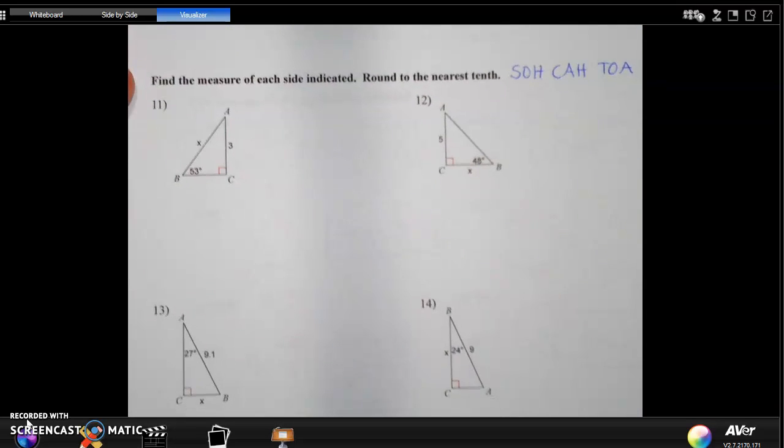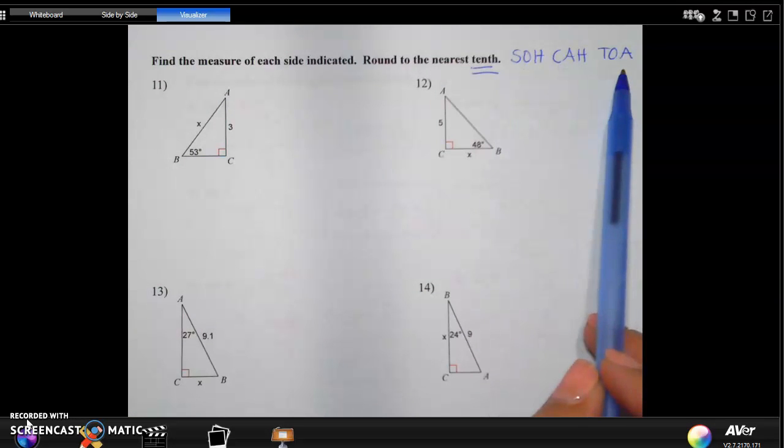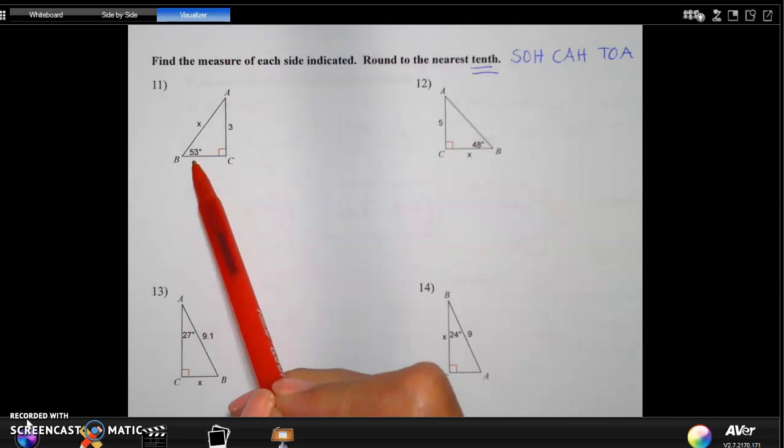Okay. Last couple of problems down here are using SOHCAHTOA again. We're going to round to the nearest tenth, which means 1 decimal place. And so for these, you have to decide which of these 3 trig functions you're using. So let's look at this first one. Our angle is down here in the bottom left.